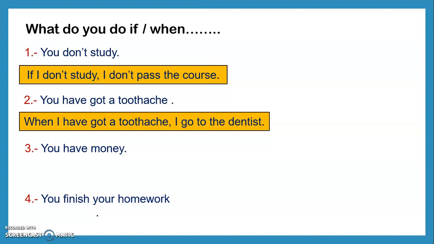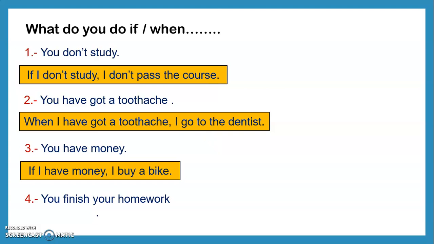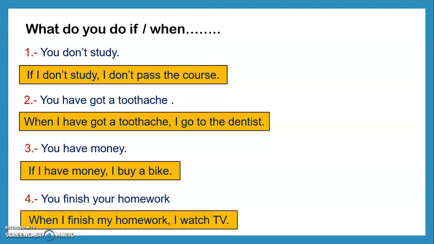Okay, 3. What do you do if you have money? If I have money, I buy a bike. That's right. And okay, 4. What do you do when you finish your homework? When I finish my homework, I watch TV. Also, you can say, if I finish my homework, I watch TV. Remember, you can use if or when. Both have the same meaning, right? Okay, let's continue now.